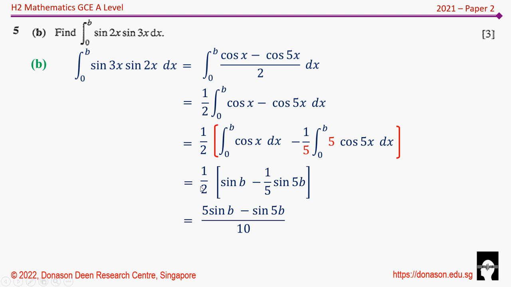0. So what we have is sine b minus 1/5 sine 5b. Of course, I can throw in my half. So it's going to become (5 sine b minus sine 5b) over 10 if you were to multiply it with a half and simplify. So that is the answer for the integral of sine 2x sine 3x dx.